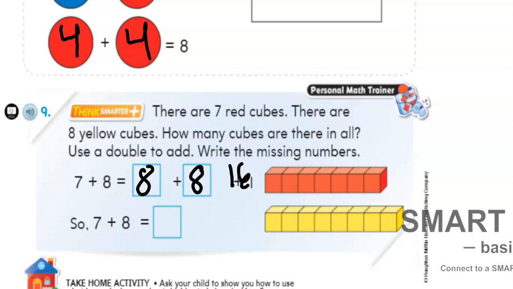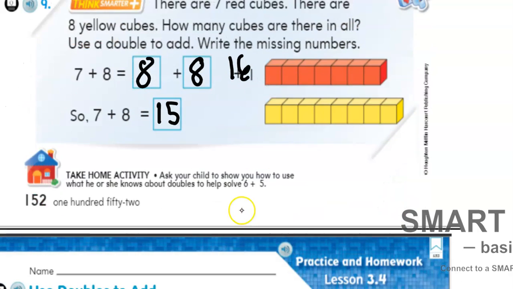I don't know. What's the number that comes before 16, Aaron? 15. There you go. Good job. So 7 plus 8 equals 15. Thank you, Aaron. All right. So we found out that 7 plus 8 equals 15. A fast way to do that as well would be just to count our blocks.